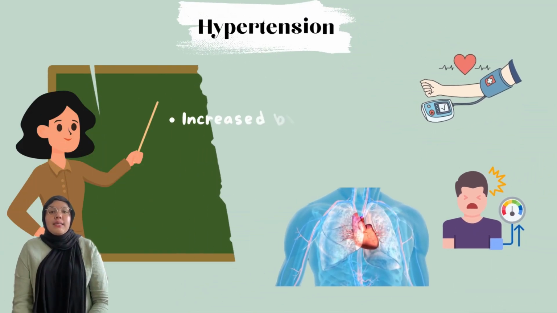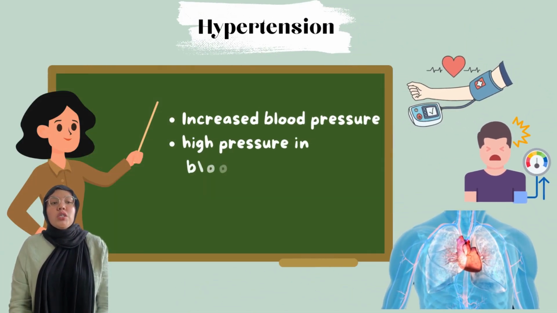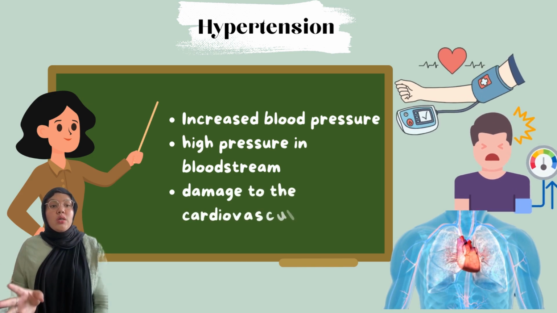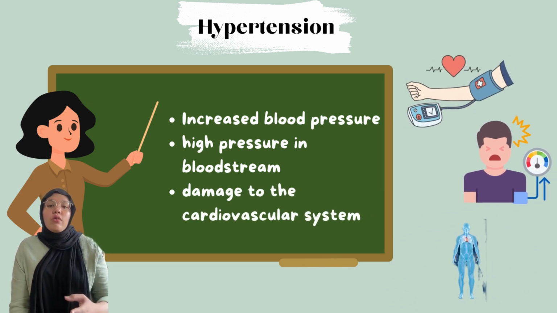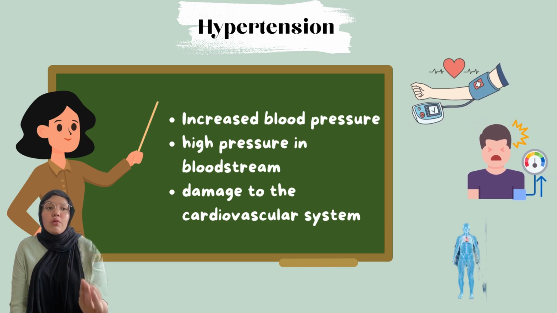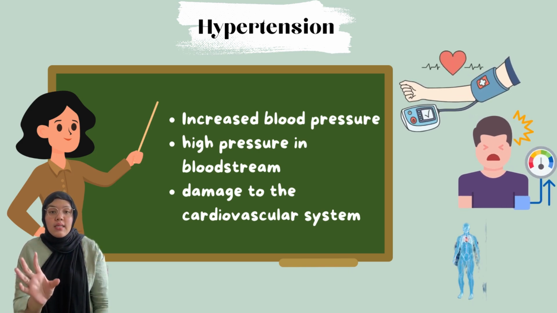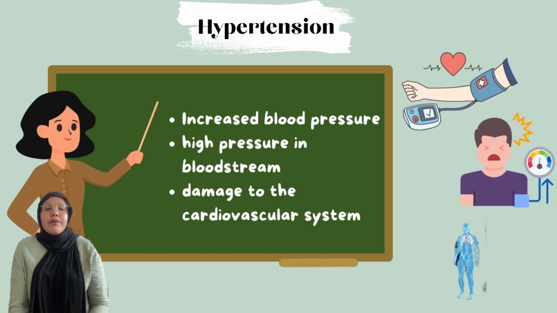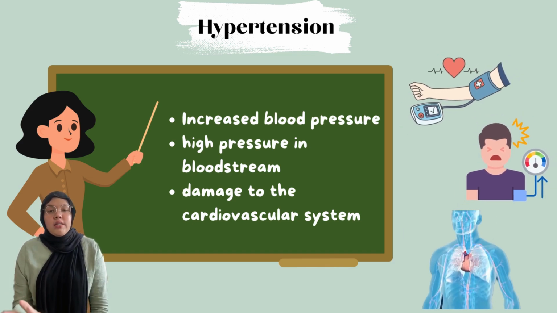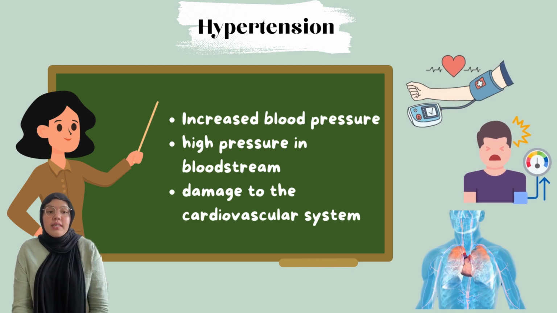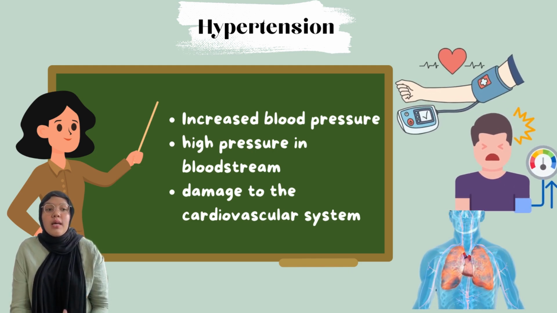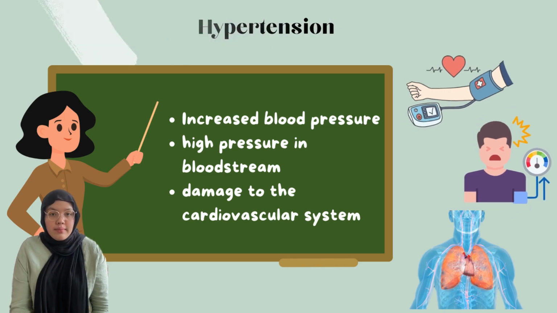The last one is hypertension. Hypertension, or increase in blood pressure, is a condition where the force of the blood against the walls of the arteries is consistently too high. It is often referred to as a silent killer because it can cause significant damage to the cardiovascular system without obvious symptoms.